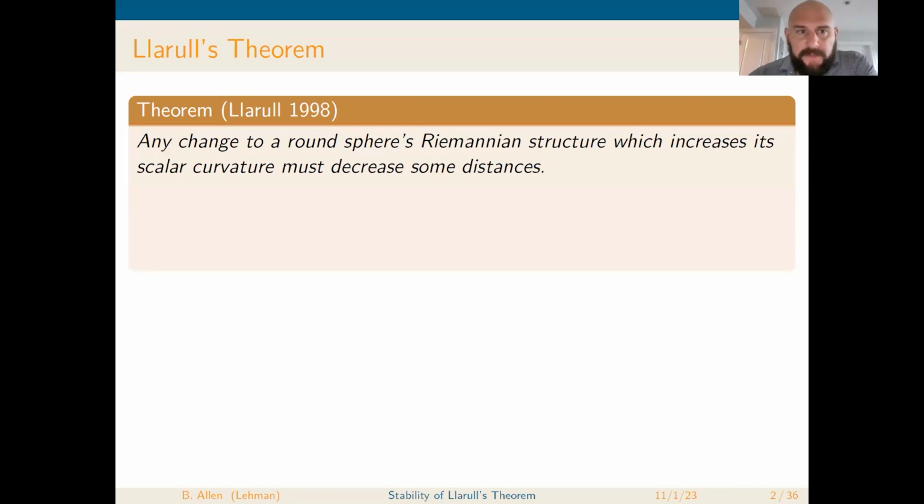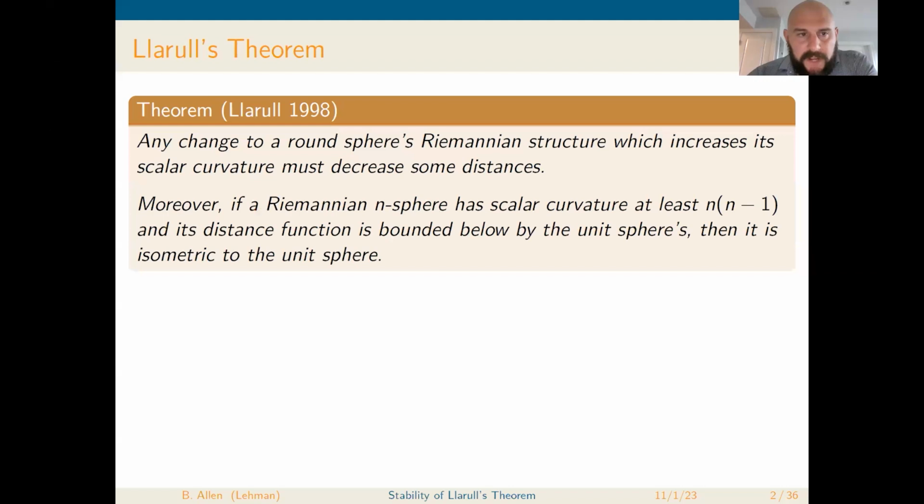One way to think about it is that any change to a round sphere's Riemannian structure which increases the scalar curvature must decrease some distances. Another way of saying it: you have a Riemannian n-sphere, and the scalar curvature is at least n times n minus 1, and its distance function is bounded below by the unit sphere's, then it has to be isometric to the unit sphere.